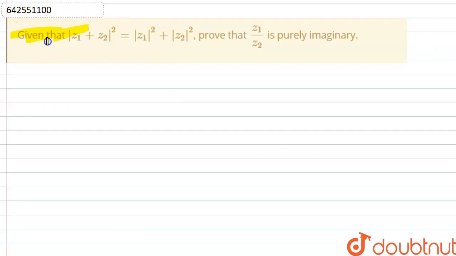Hello friends, the question is given that mod of (z1 plus z2) whole square is equal to mod z1 square plus mod z2 square. We need to prove that z1 upon z2 is purely imaginary.